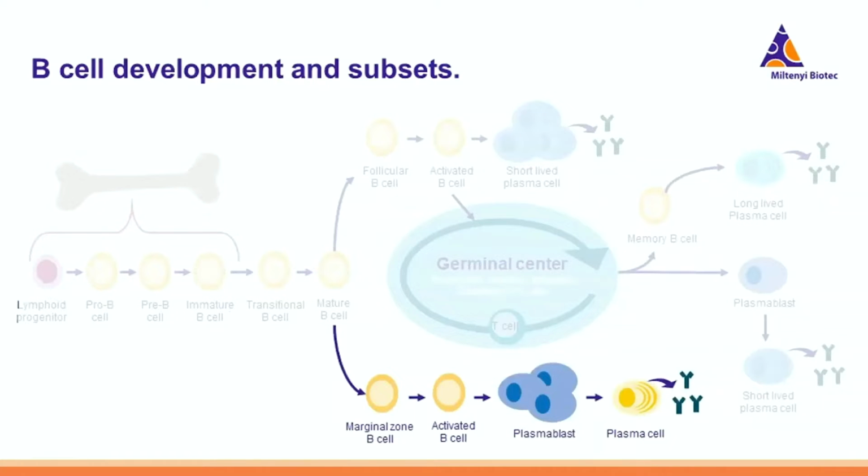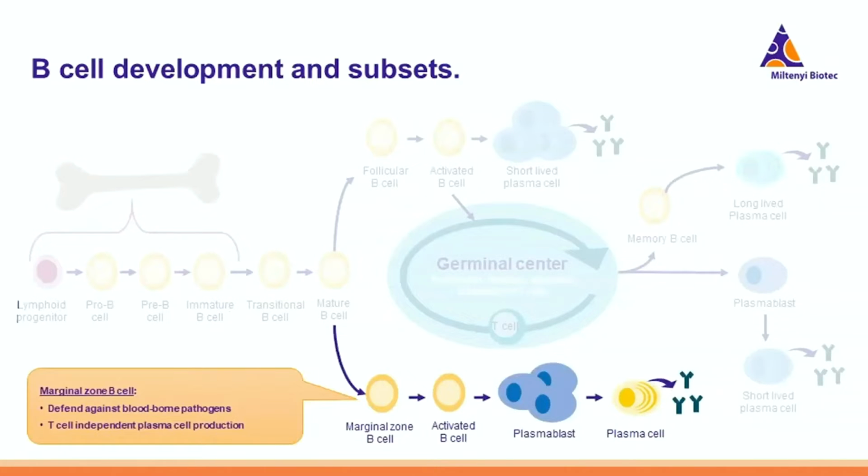Also, we have the marginal zone B cells. They really defend against blood-borne pathogens, and they have more T-cell independent plasma cell production, so they don't undergo this germinal center reaction. And then when they get activated, they also build plasmablasts that then turn into plasma cells.